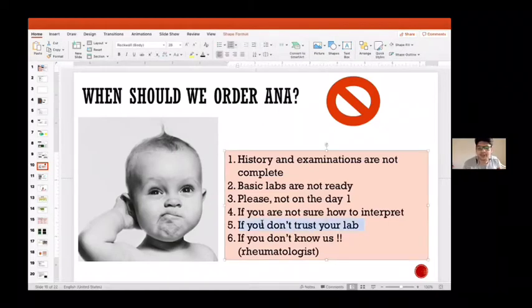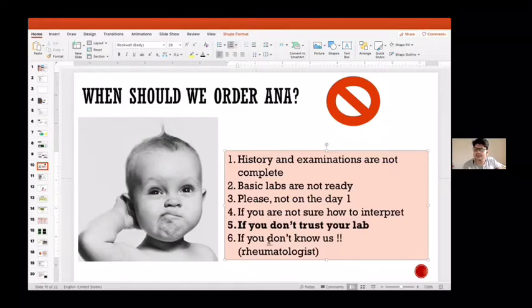Why I'm highlighting this point is many of the labs do not know how to report ANA and how to interpret ANA. They will write "possibility of lupus cannot be ruled out." So what does that mean? Clinically also we were in the same situation. That's why we ordered ANA, right? So this is something we should always be careful about in the test.